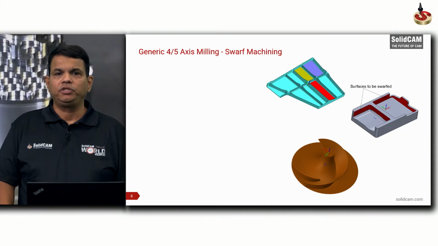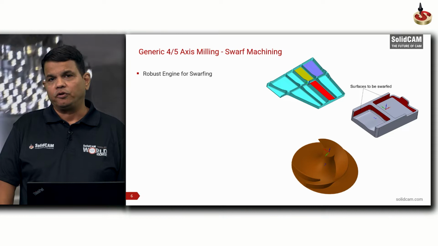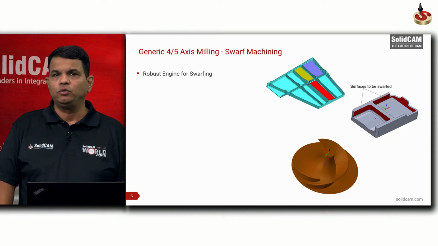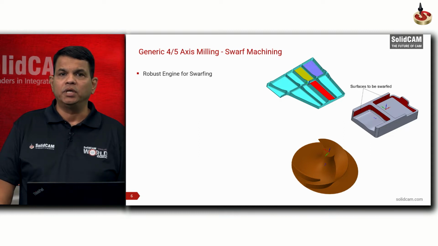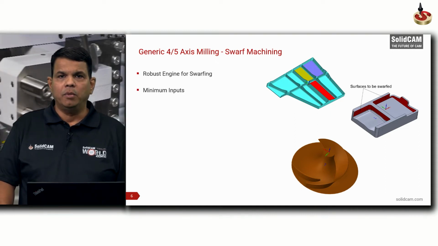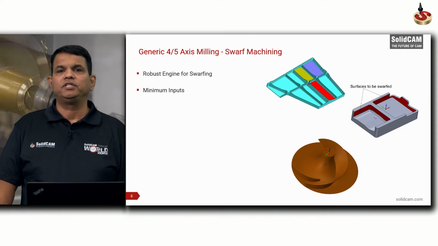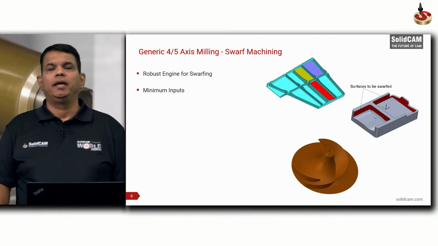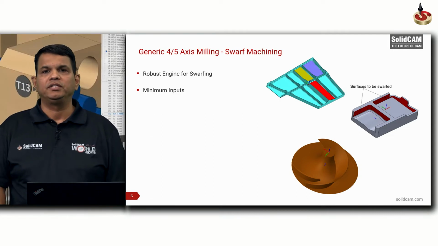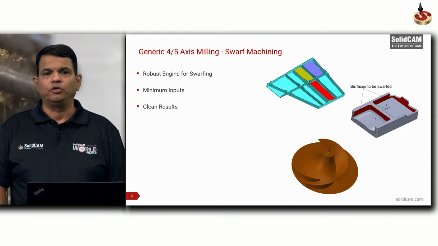Next is the swarf machining. We have a very robust engine for doing swarfing. Swarfing is basically using the flank of the tool to machine the surface. The surface can be a straight surface, it could be a curved surface. So swarfing can handle both straight as well as curved surfaces. Minimum inputs, all you need to define is the machining surfaces and the floor, the tool, and some other entry and exit parameters, and that's it that are needed to machine the swarf geometry.